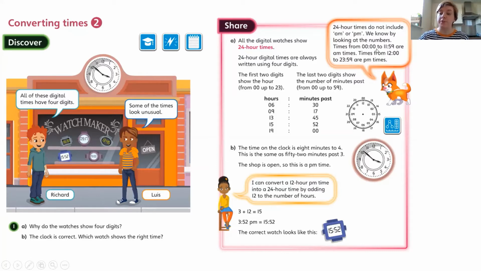Times from 0000 to 11:59 are AM times. Times from 12:00 to 23:59 are PM times. Okay? So the first 2 digits show the hour, and this goes from 00, which means midnight, up to 23, which is 11 o'clock at night. So we could have 06, 09, 13, 15, 19, etc. The last 2 digits show the number of minutes past that hour, and this goes from 00, to represent exactly on the hour, to 59, which is the minute before the next hour, and that goes all the way around. So it could be 30 minutes past, it could be 17 minutes past, it could be 45 minutes past, it could be 52 minutes past, or it could be 00 because it's no minutes past.